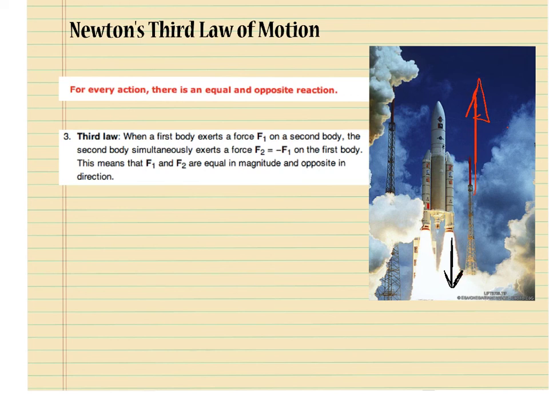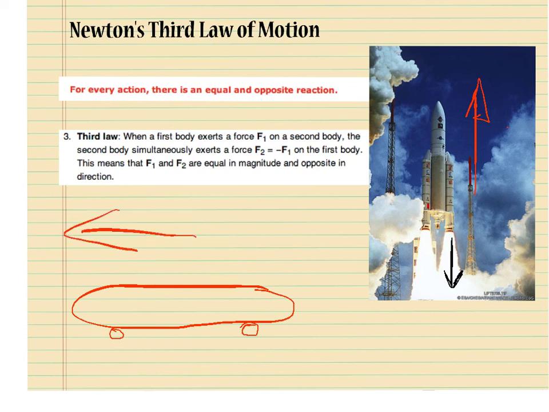Now, when you are on a skateboard, let's see if I can draw a skateboard. Okay, skateboard. If I'm pushing and I'm trying to go in this direction, which way do I have to push off? That way. So the skateboard is going to the left, but I have to push it to the right. Equal and opposite reaction.